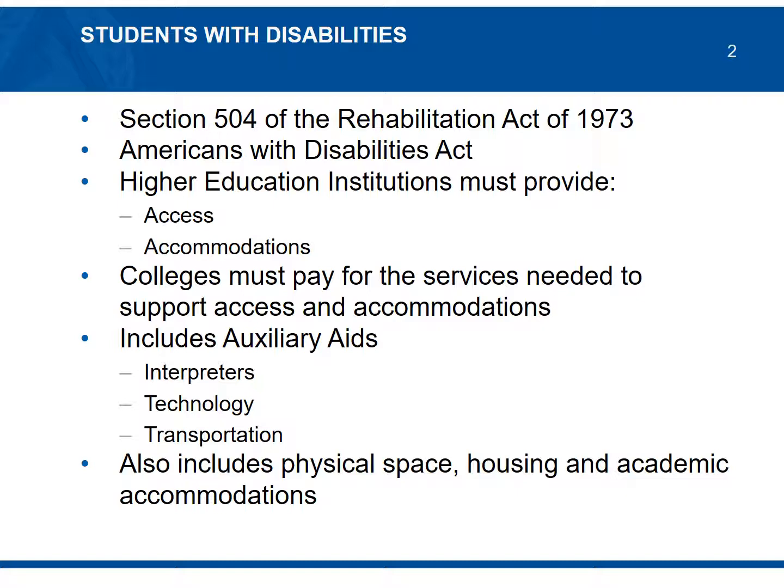With the ADA, the purpose is to carry out the ADA's objectives of providing a clear and comprehensive national mandate for the elimination of discrimination and clear, strong, consistent, enforceable standards addressing discrimination by reinstating a broad scope of protections to be available under the ADA. These acts apply to all constituencies at an institution, but for the purposes of this module, we will be exploring the services for students with disabilities perspective.